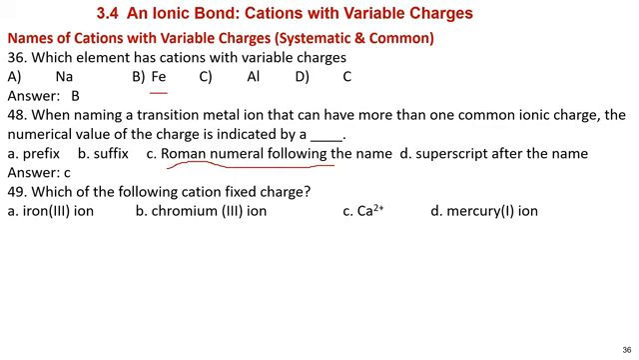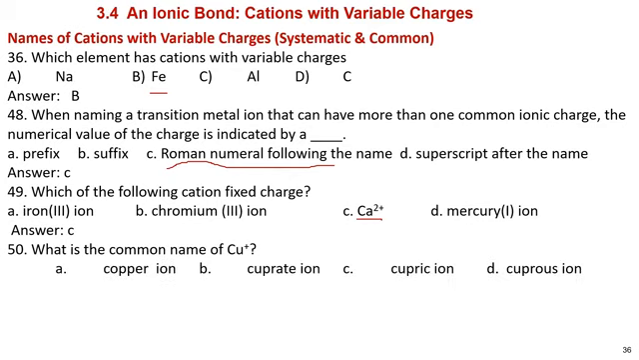Iron(III) oxide, iron(II) oxide. Which of the following cations has a fixed charge? Fixed charge is the main group, except tin. Tin has 2+ and 4+. Calcium is a fixed charge. They are already showing one of them. When you have parentheses, that means they have more than one charge. Alkali metals and alkaline earth metals have fixed charges.